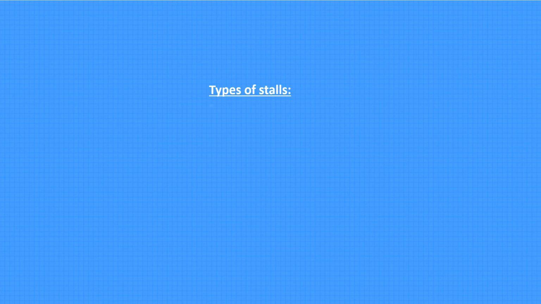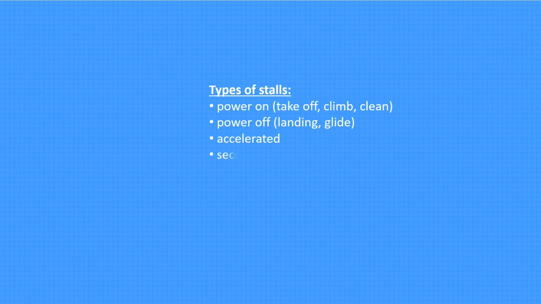The type of stalls we're concerned with here are the ones most likely to occur anytime we're low and slow in the landing pattern. Those are power on, power off, accelerated, and cross-controlled stalls. There's probably zero chance of recovery from a secondary stall while landing, as there simply won't be enough altitude. As the name implies, a secondary stall happens during the recovery from an initial stall. It takes practice and quick reflexes to recover from any initial stall while low and slow, so the best practice is to recover before the stall can fully develop.